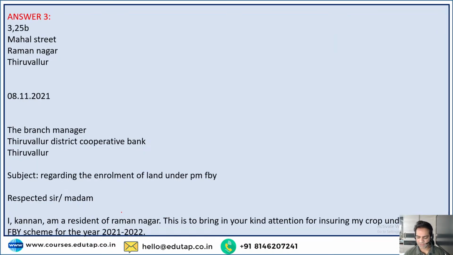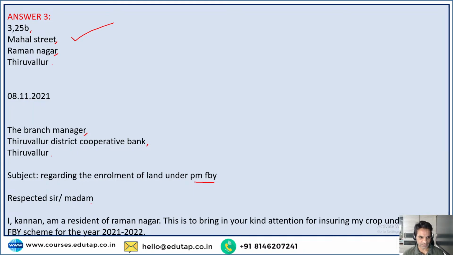So this could be a decent answer. You start like that. You start from your address. What is missing here is the punctuation, the commas, and the full stop. So this will lead to deduction of marks. So sender's address, then date, then receiver's address, the branch manager, Thiruvalur District Cooperative Bank, Thiruvalur. Then subject line: regarding the enrollment of land under PMFBY, Pradhan Mantri Fasal Bima Yojana.